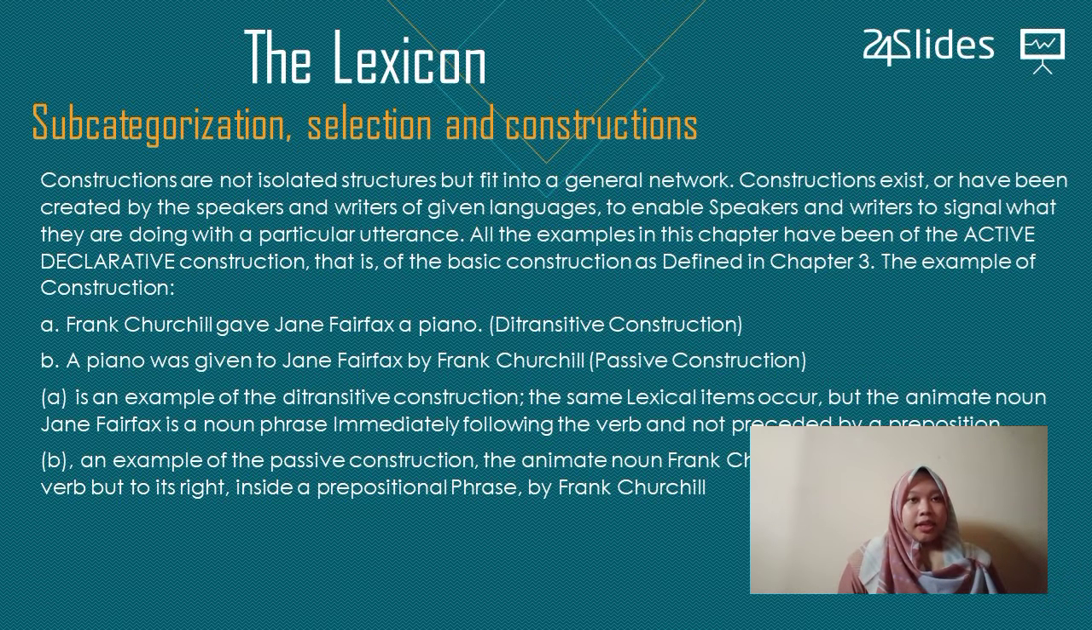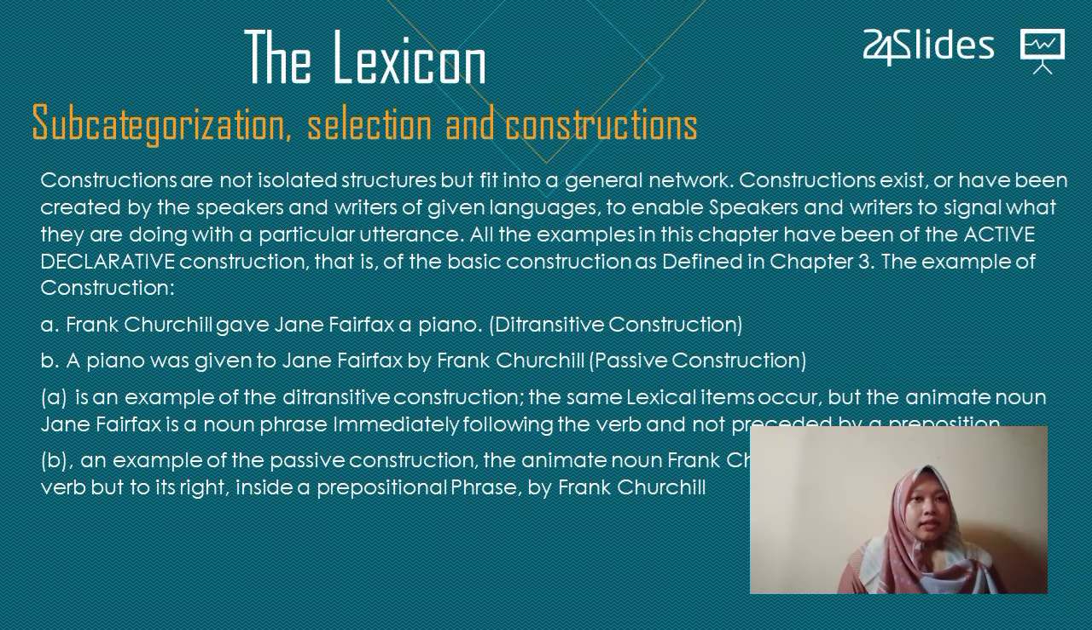A. Frank Churchill gave Jane Fairfax a piano. This is the example from the ditransitive construction. B. A piano was given to Jane Fairfax by Frank Churchill. This is the example from the passive construction.